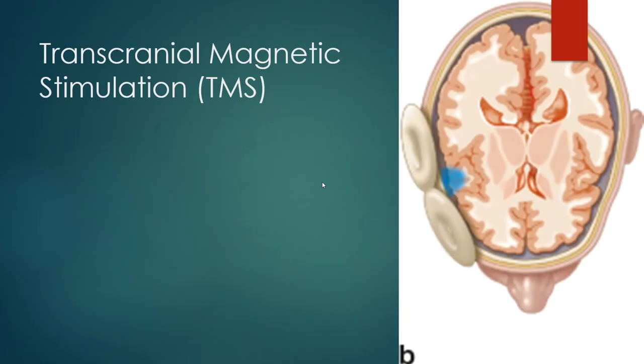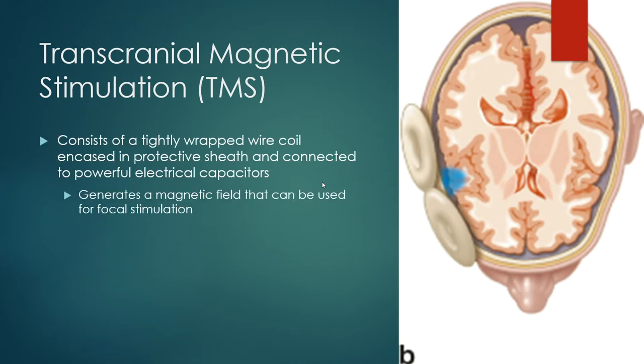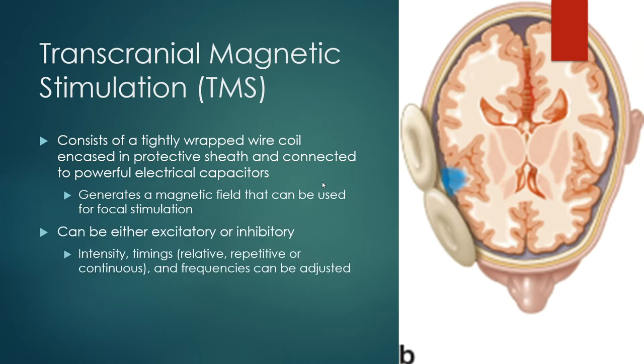So TMS is the most popular version of it, transcranial magnetic stimulation. It's actually a coil of wire that's in a protective sheath, and it's connected to electrical capacitors. So when you run electricity through these packs of wires, it creates a magnetic field that can be directed at specific parts of the cortex. And that magnetic field can either disrupt or induce activity within that region. That excitation or inhibition depends on how strong you're making the field, the timing of the field, the frequencies. There's a lot of different things that you can adjust to change the properties of that.